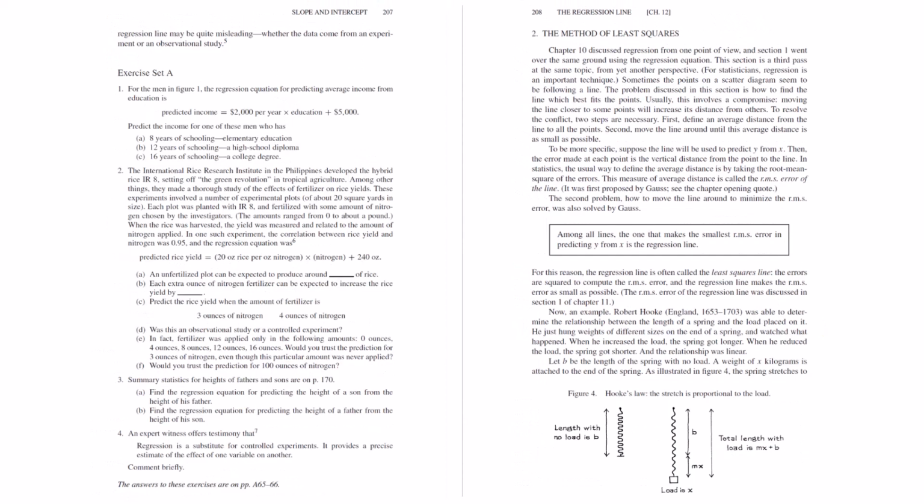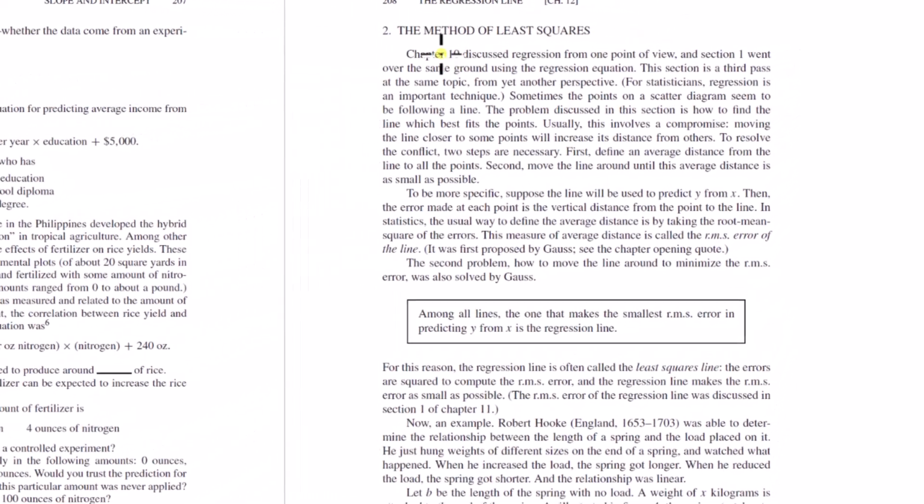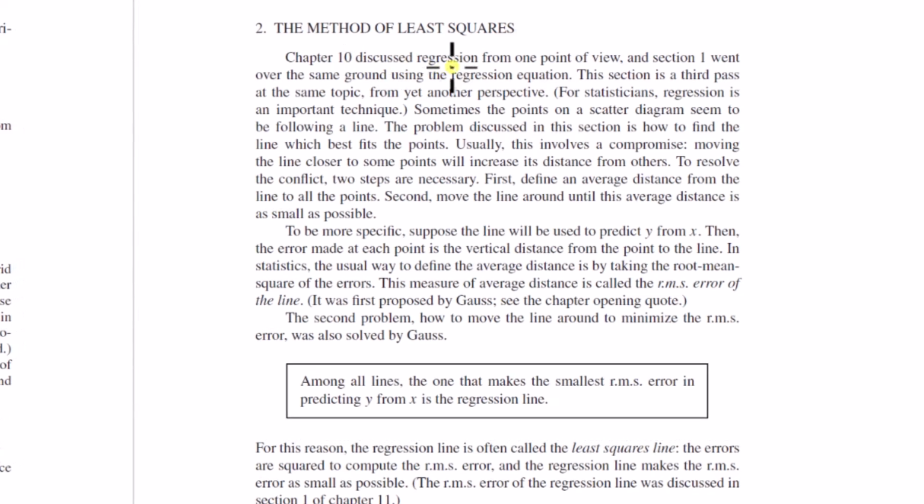Now, what is least squares? And why is it sometimes called and sometimes not called regression? If we look at the title here, it says the method of least squares. It doesn't say regression, right? So let's take a look. Chapter 10 discussed regression from one point of view, and Section 1 went over the same ground using the regression equation. If you start at the point of averages, then the slope of the regression line is this. So with point-slope form, you have a regression equation.